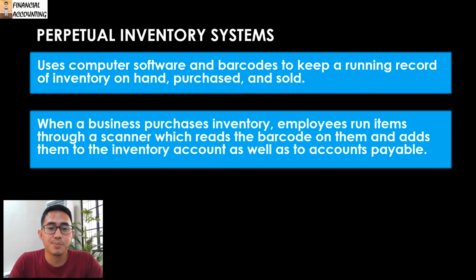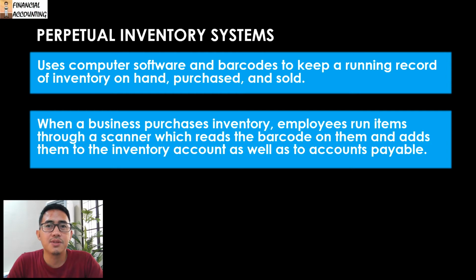When a business purchases inventory, employees run items through a scanner which reads the barcodes on them and adds them to the inventory account as well as to accounts payable. So again, this is only present under perpetual inventory system. And since we are using a new book, the book assumes that we have computers, because as of now, computers are more efficient than using stock cards. Aside from that, you do not keep the physical card, so you have less storage.